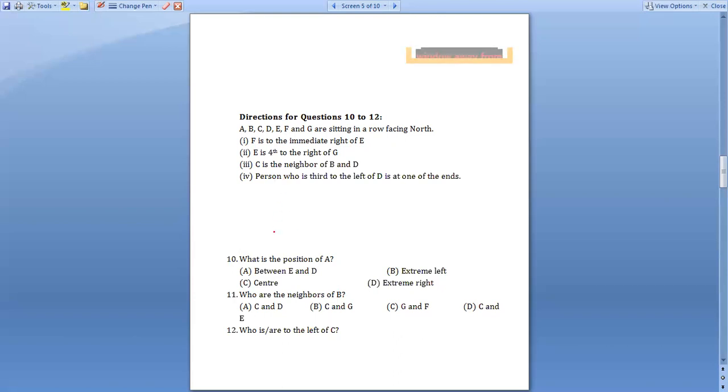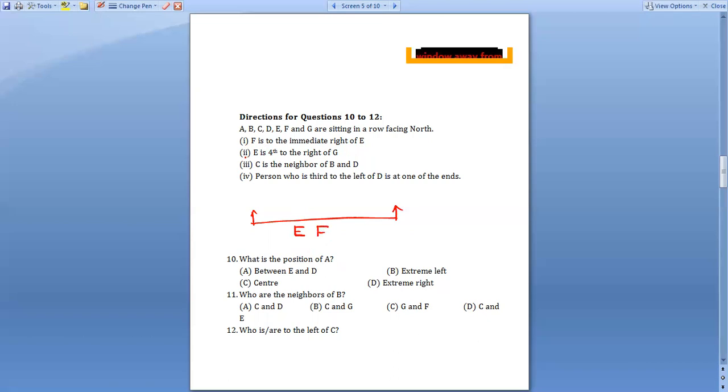Okay, good. Because I cannot turn my laptop here. So they are facing towards north. And it's a linear arrangement, not circular arrangement like the previous one. So A, B, C, D, E, F, G, there are 7 people here. The first point is F is to the immediate right of E. Since they are all facing towards north, my right is going to be E's right. So F is to the immediate right of E.